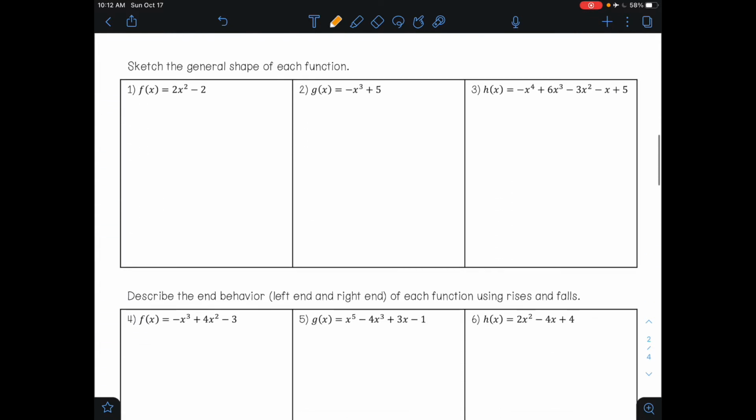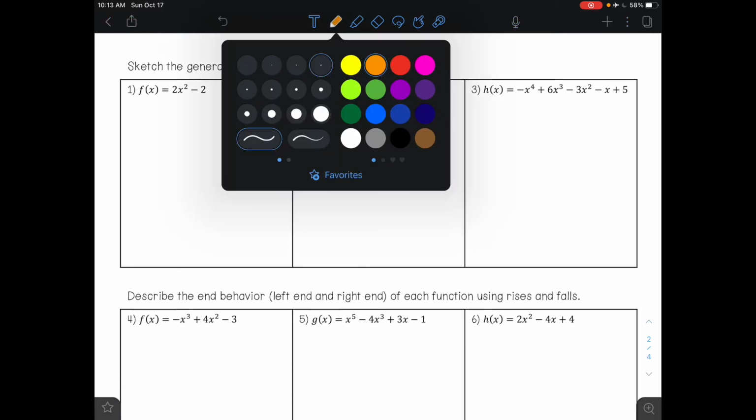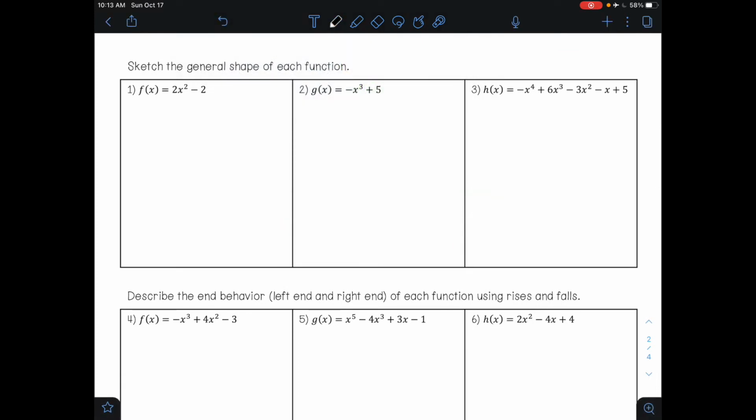Down here it says to sketch the general shape of each function. So you don't need to have a coordinate plane or a graph. It just wants to know in general, what does this look like? When I look at example 1, I notice that my degree is 2. That's quadratic. My leading coefficient is positive, so that means it's going to be U-shaped. So my graph would look like this in general.